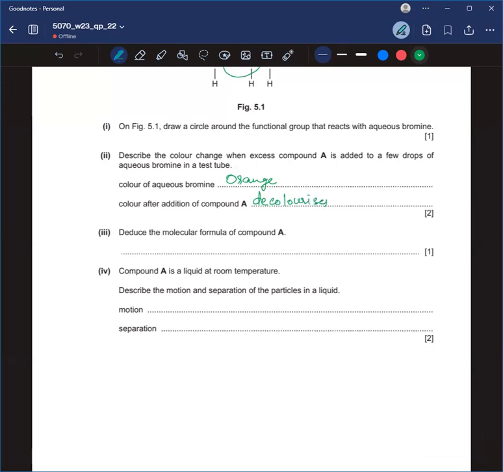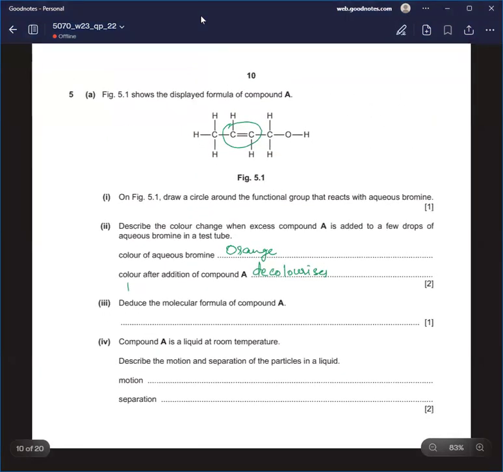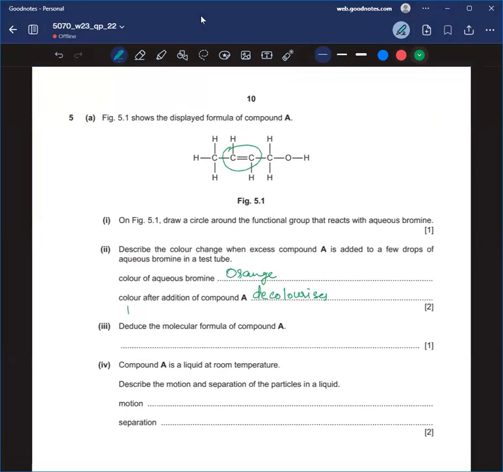Okay, so next is deduce the molecular formula of compound A. Let me count number of carbons: 1, 2, 3, 4. Four carbons. Hydrogens: 1, 2, 3, 4, 5, 6, 7, 8. 8 hydrogen and 1 oxygen. So that would be C4H8O.